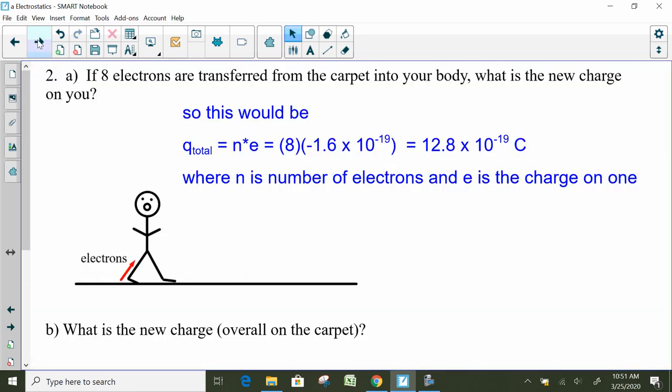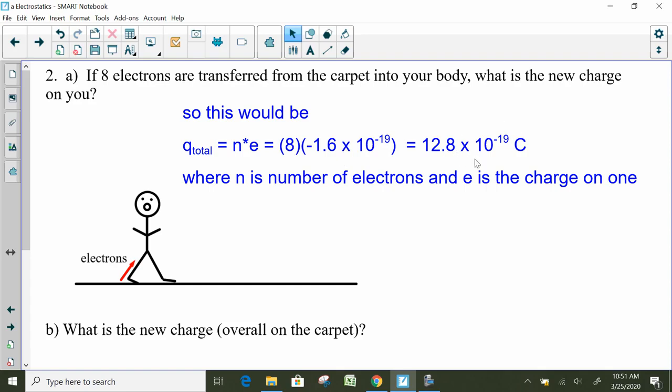This happens all the time when you walk around. Again, when you walk on carpeting in the wintertime, you may pick up electrons. So if 8 electrons are transferred, the carpet gives up electrons and your body takes them, what's the new charge on you? So this is the equation we use. It's basically saying the total equals the number times the charge on each. 8 electrons came into my body, each one has that charge, therefore that's the new charge.